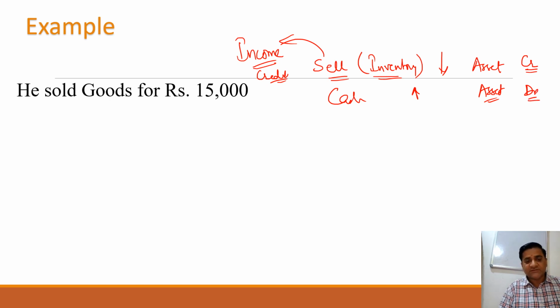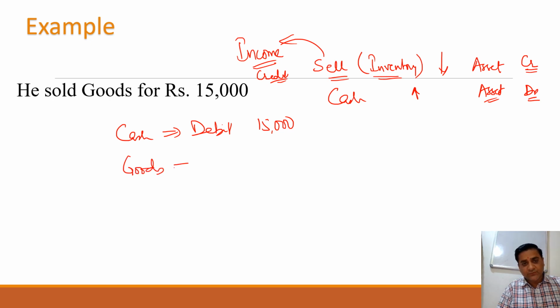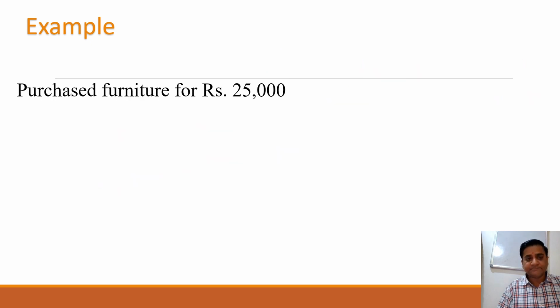So I would say in this case my cash account would be debited by rupees 15,000 and my goods account would be credited by 15,000. And in accountancy we use the term sales account. We do not use the term goods account, but we say purchase account or sales account, as the case may be. The next is furniture purchase for 25,000. Again we need to identify the accounts involved here. The accounts involved here are furniture and cash.